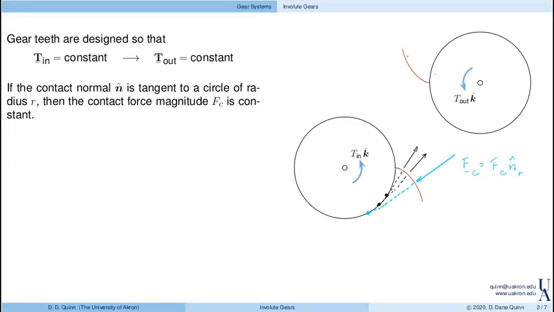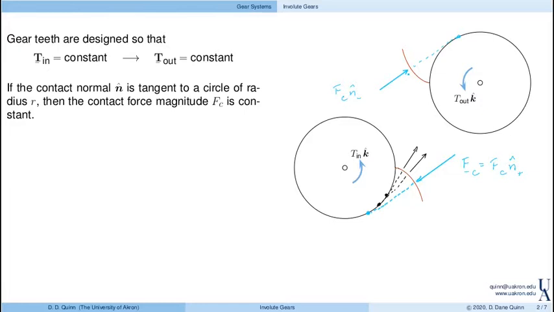Then, on the corresponding mating gear, we have the same contact force. And if we take a similar profile for the gear, that force is tangent to a circle that corresponds to the second gear. So here, this one is going to be FC, same magnitude, and normal to the gear tooth profile.